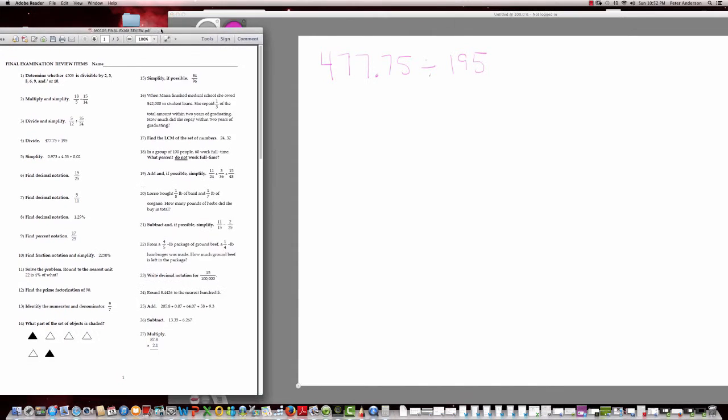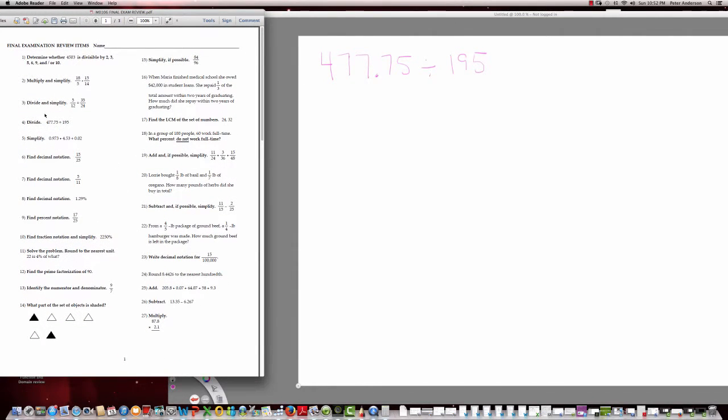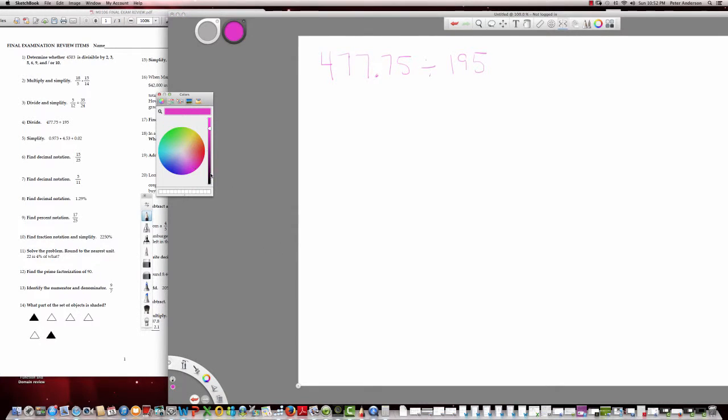All right, guys, let's take a look at question number 4. Divide 477.75 into 195. So I wrote it up over here, and the first thing I want to talk about is just some different ways of setting up this problem.